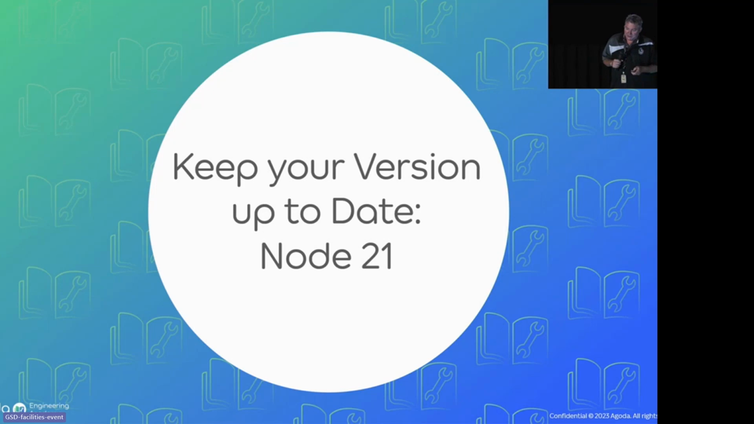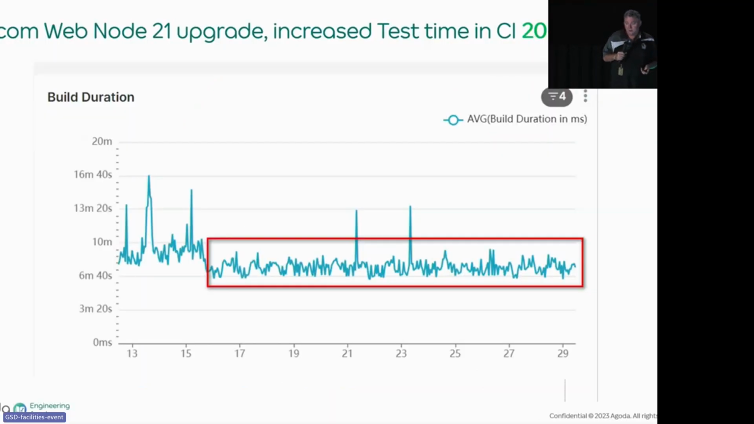Keeping your versions up to date. We recently upgraded ComWeb to Node.js 21 from 14, and they got about a 20-30% increase in their test run time on CI. So make sure whatever frameworks and versions you're using, you may be able to get some speed increases just by bumping to the latest version.